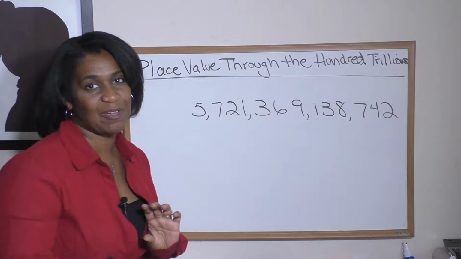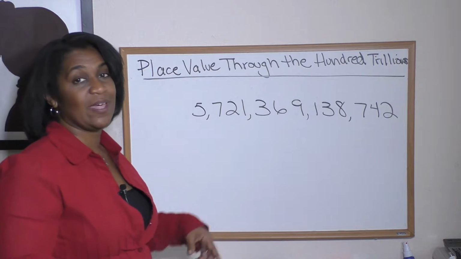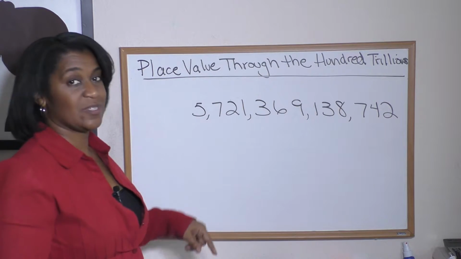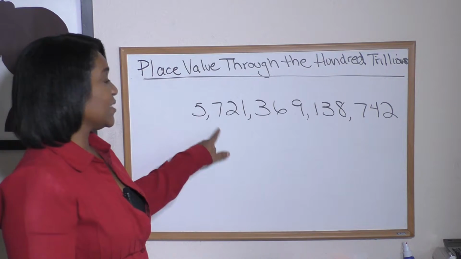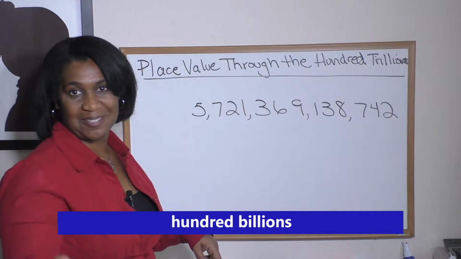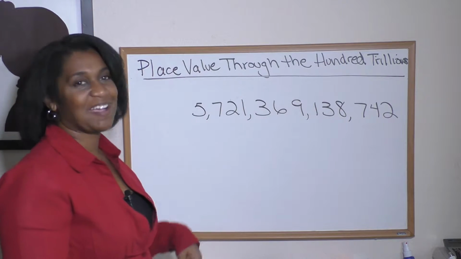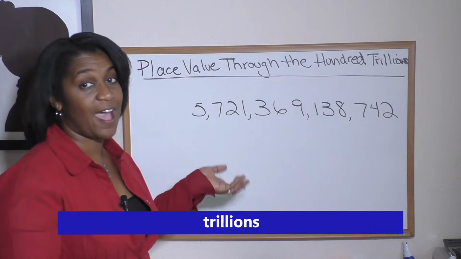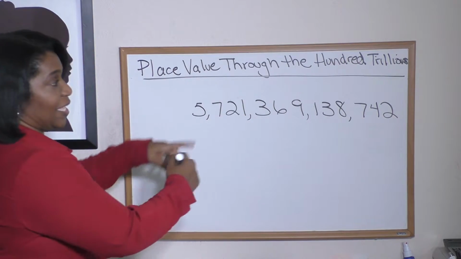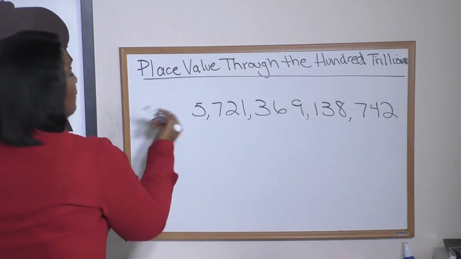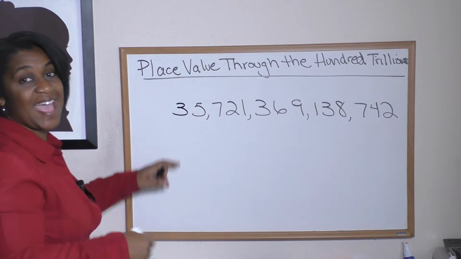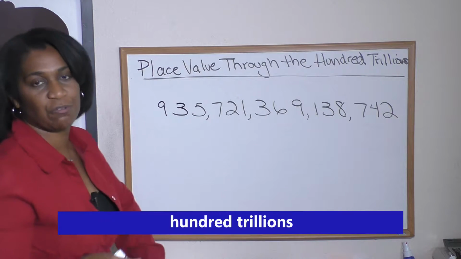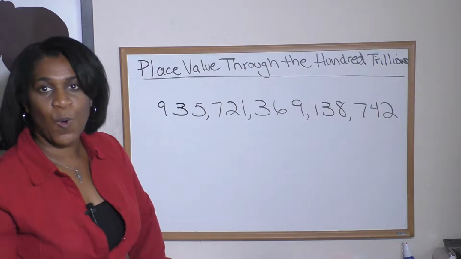Wait, we hit a comma, so things change. We're now in the billions. 1 is in the billions. 2 is in the 10 billions. 7 is in the 100 billions. Wait, we hit a comma. After billions goes trillion. So I stopped at the 5 there, 5 trillion. But the truth is, they said 100 trillion, so let me add a couple numbers. 3 is in the 10 trillions, and I'm going with 9 for the 100 trillions. Woo! That's a whole lot there.